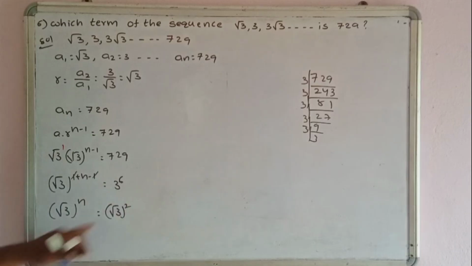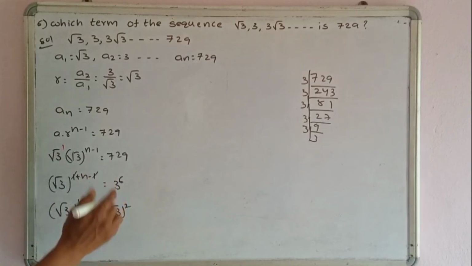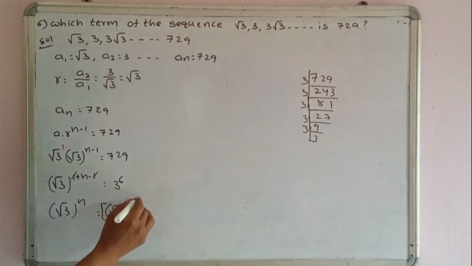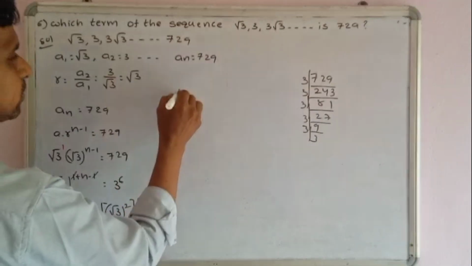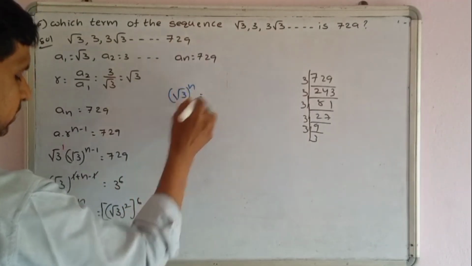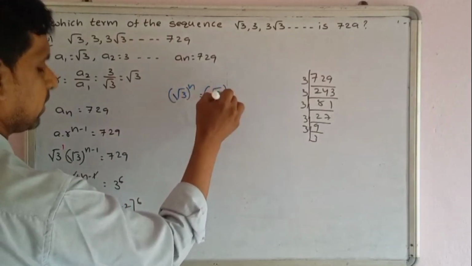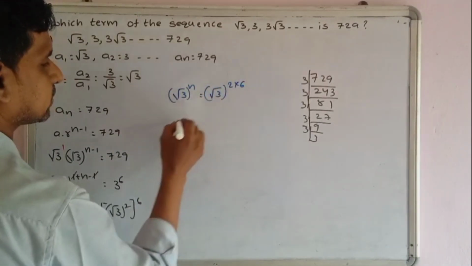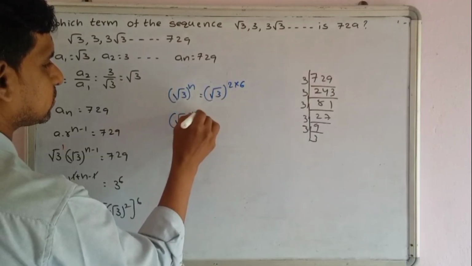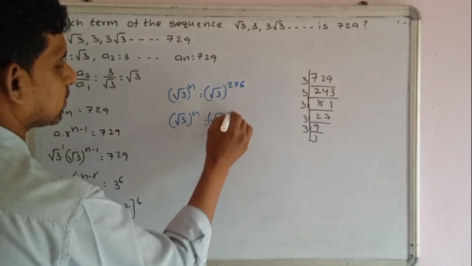whole square. 3 can be written as root 3 squared, root cancels, then 3. So power how much is there? 6 is there. Okay, next. So root 3 power n equals, this is of the form a power m into a power n. So a power m times n, 2 into 6. So root 3 power n equals root 3 power 12.